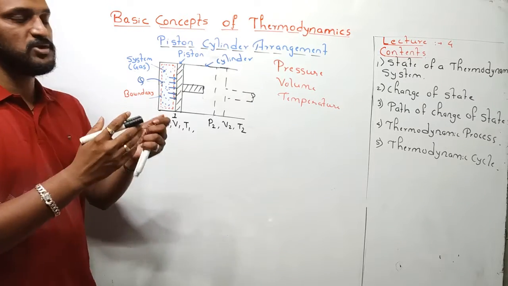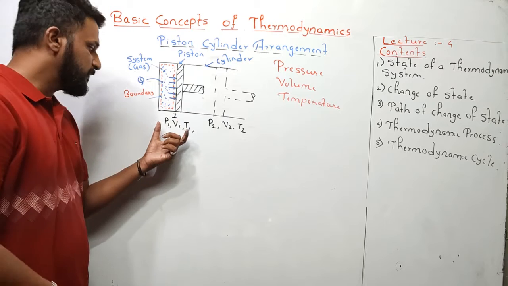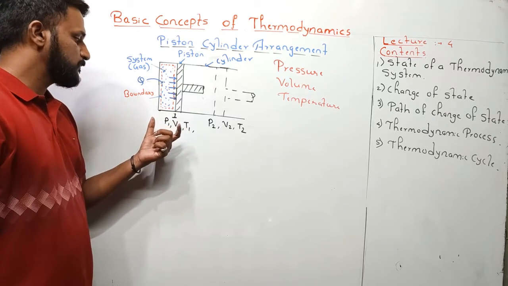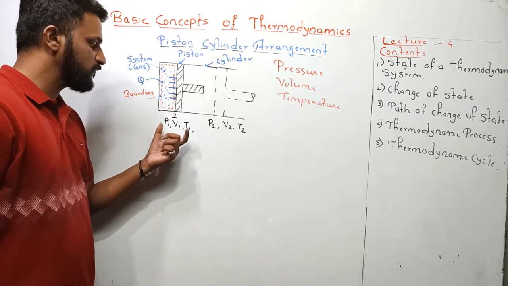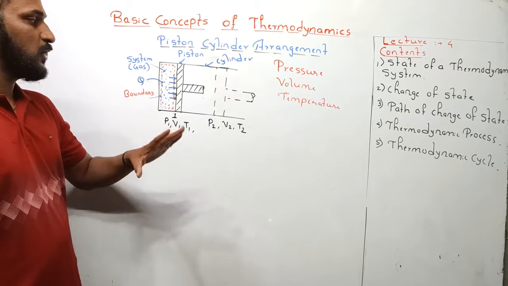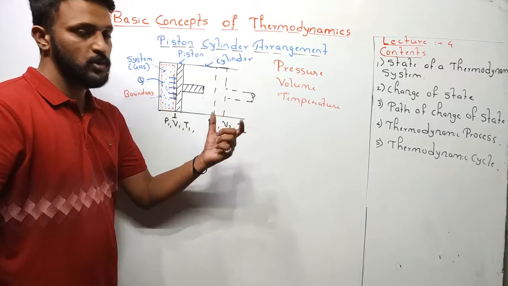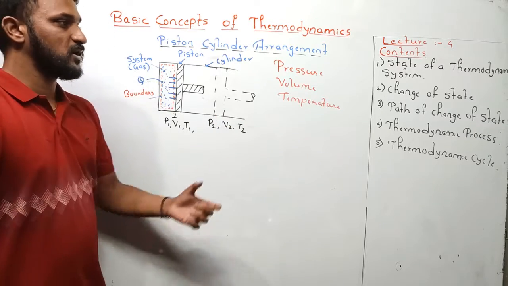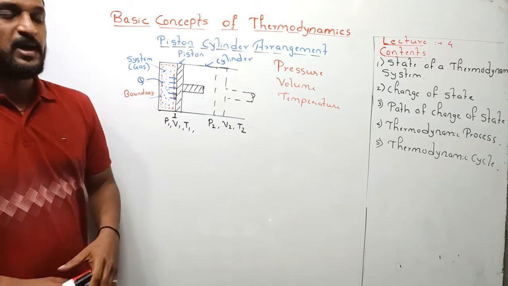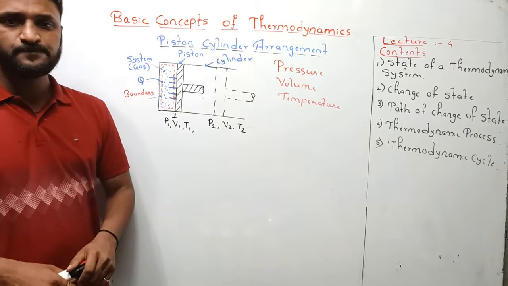This is called as what? Change of state. At the beginning, at 1, the properties were P1, V1 and T1. Now, due to the expansion, the properties are changed to P2, V2 and T2, and this concept is called as what? Change of state.